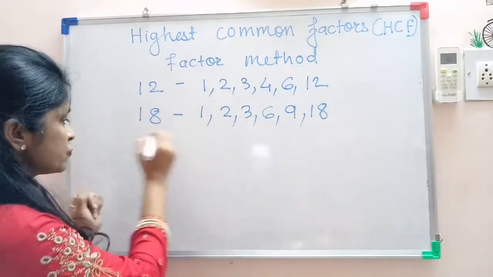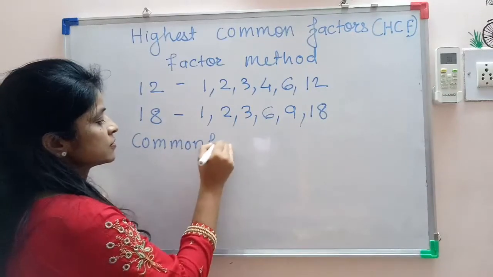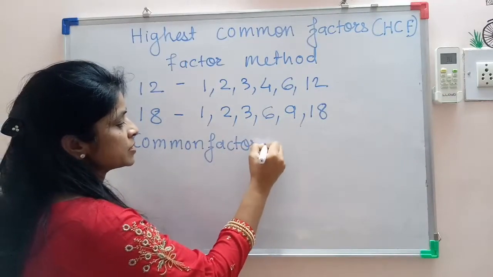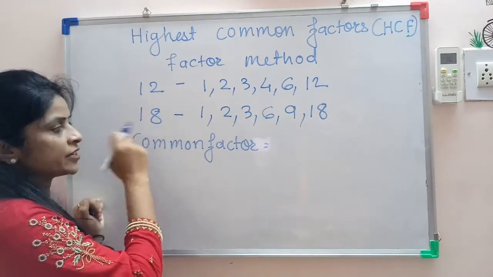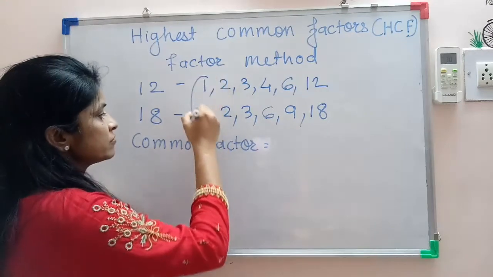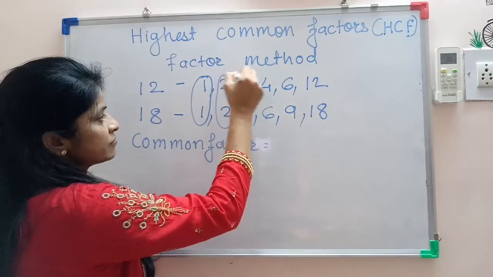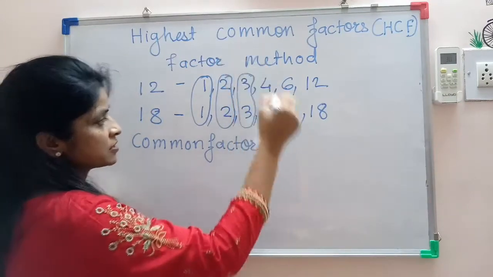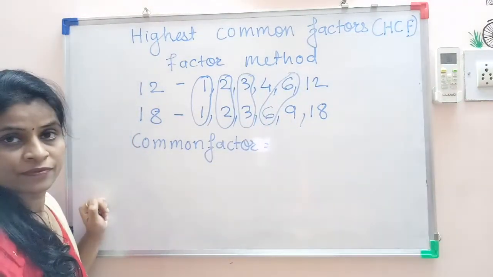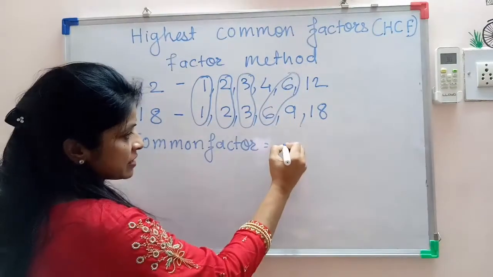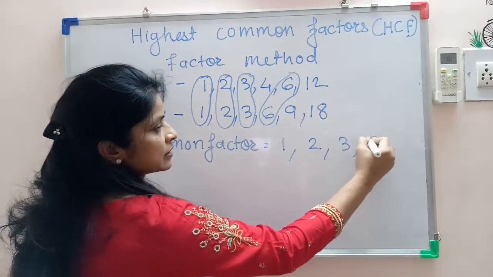Now the next step, you have to find out the common factors. Common factors means those numbers which are the factors of 12 and 18. Now here 1 is the common factor, 2 is the common factor, 3 is the common factor, and after that 6 is the common factor. Now we'll write the common factors 1, 2, 3 and 6.